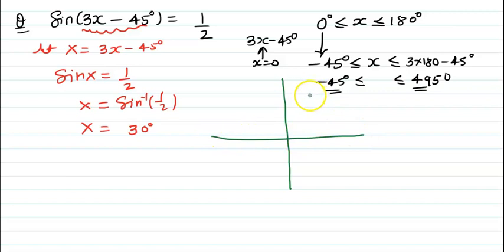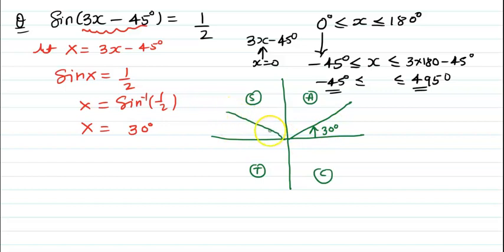Okay. Now, if we draw the CAST diagram, add sugar to coffee. So sine of X is 30 degree and it is positive. So this should be 30 degree. Here sine is positive and here sine is positive. Okay. So our first angle will be 30 degree. Capital X is 30 degree.